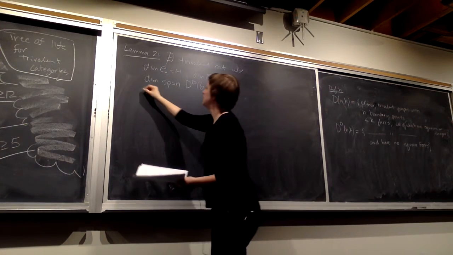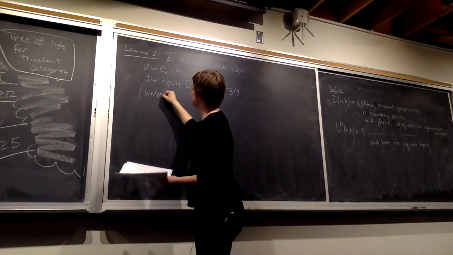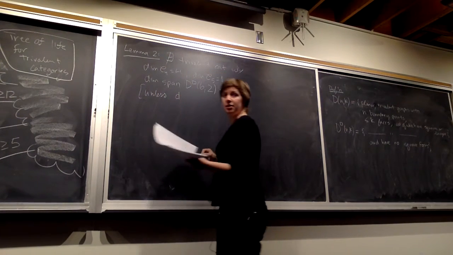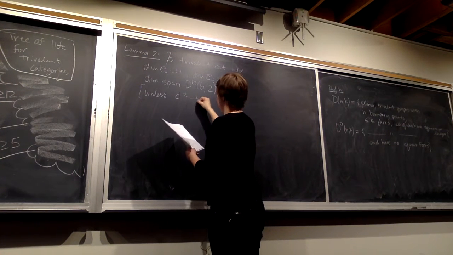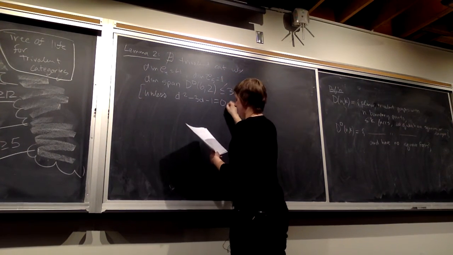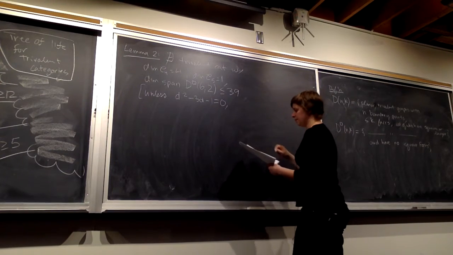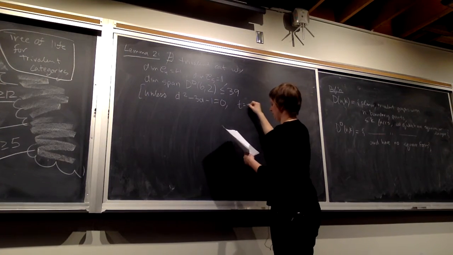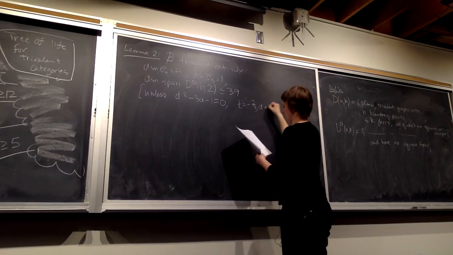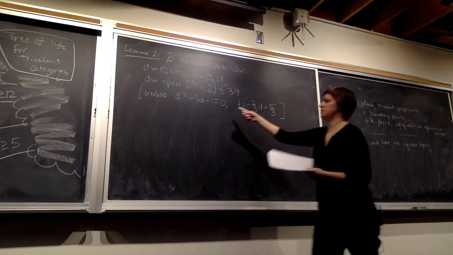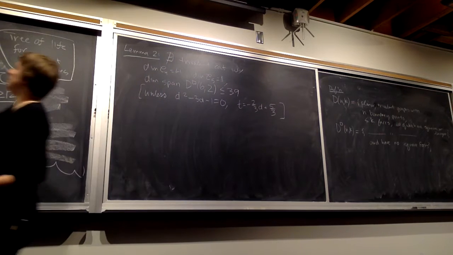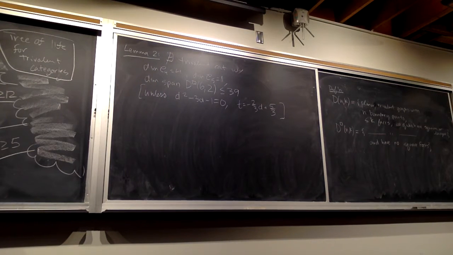Unless we're at a very particular value of D and T. So D satisfies this quadratic polynomial, and T is this, and this, of course, is the polar dimension.